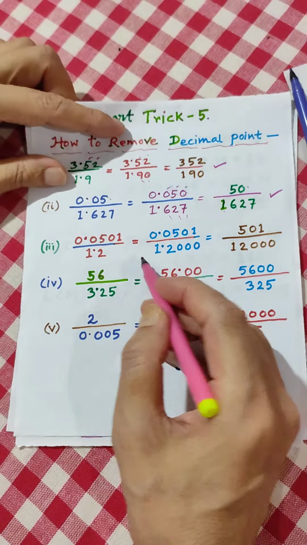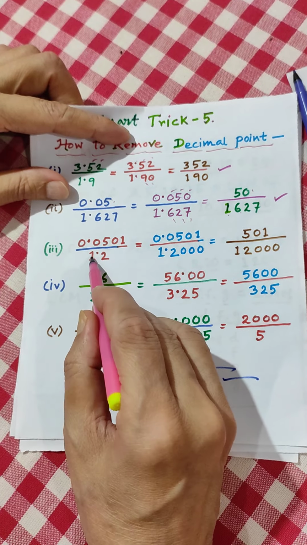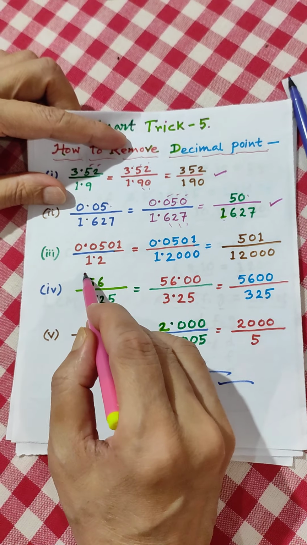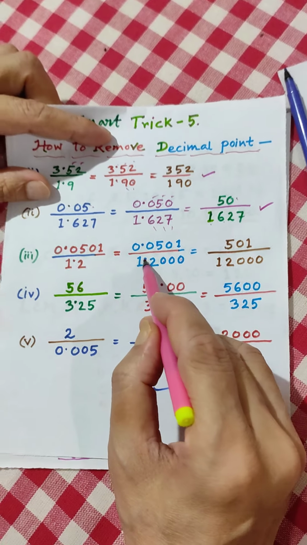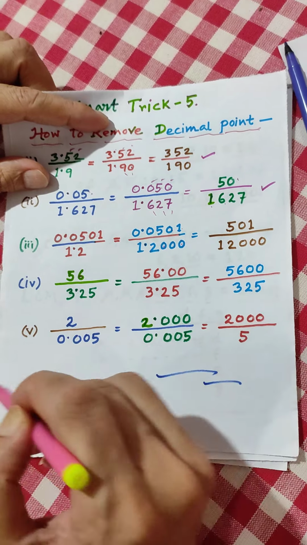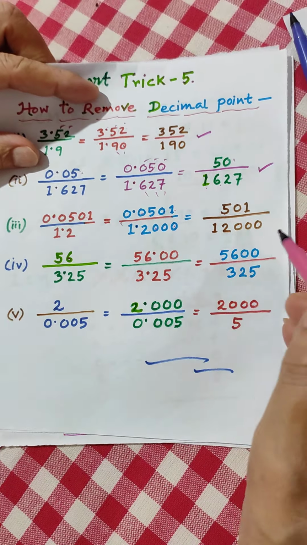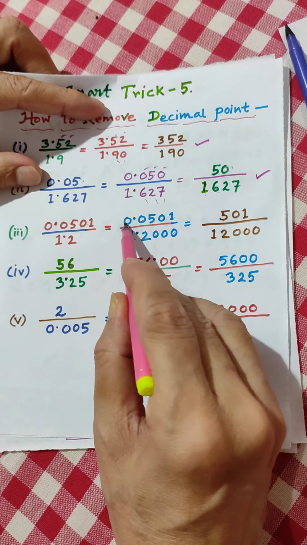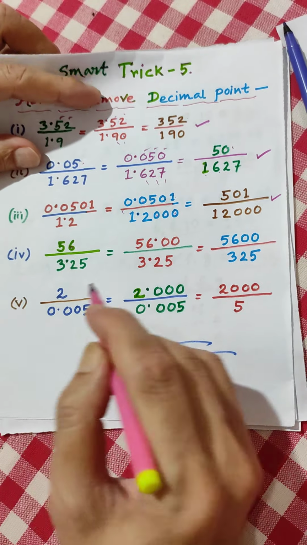Alright, see this next example: 0.0501 by 1.2. After the decimal 4 digits, and only 1 digit in the other. So make it 4 digits by putting 3 zeros. Now both have 4 digits after the decimal, the same number of digits, so just remove the decimal. This will become 12000 and this will become 00501. That means 501. So that is the way.